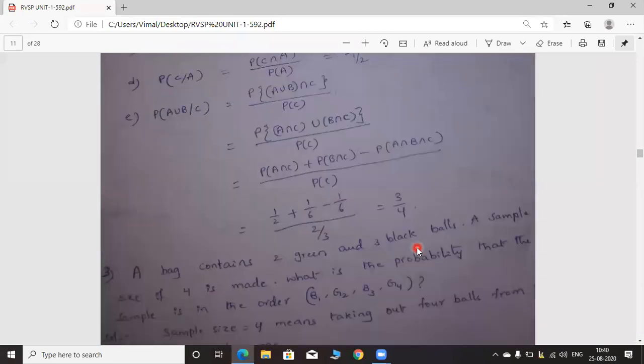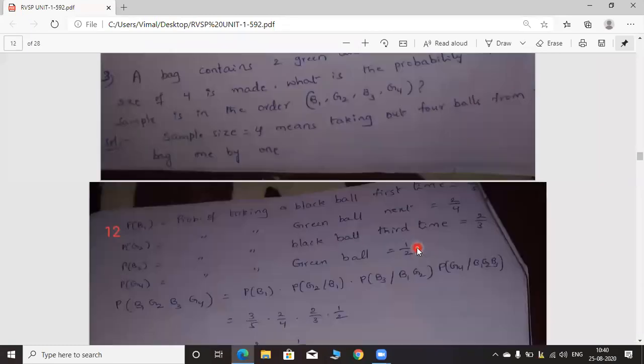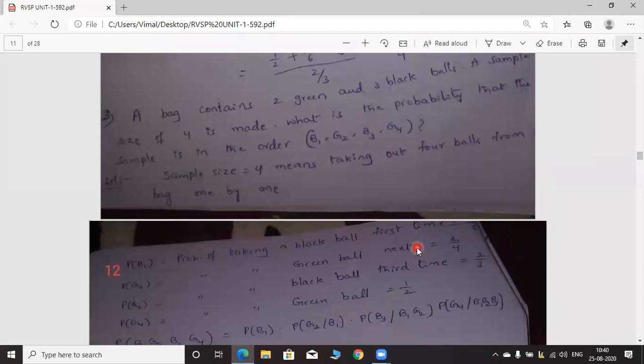Next, let us discuss the third problem. All of you see the third problem. I think the screen is visible to you. The screen is visible to you, I think. So see the third problem.